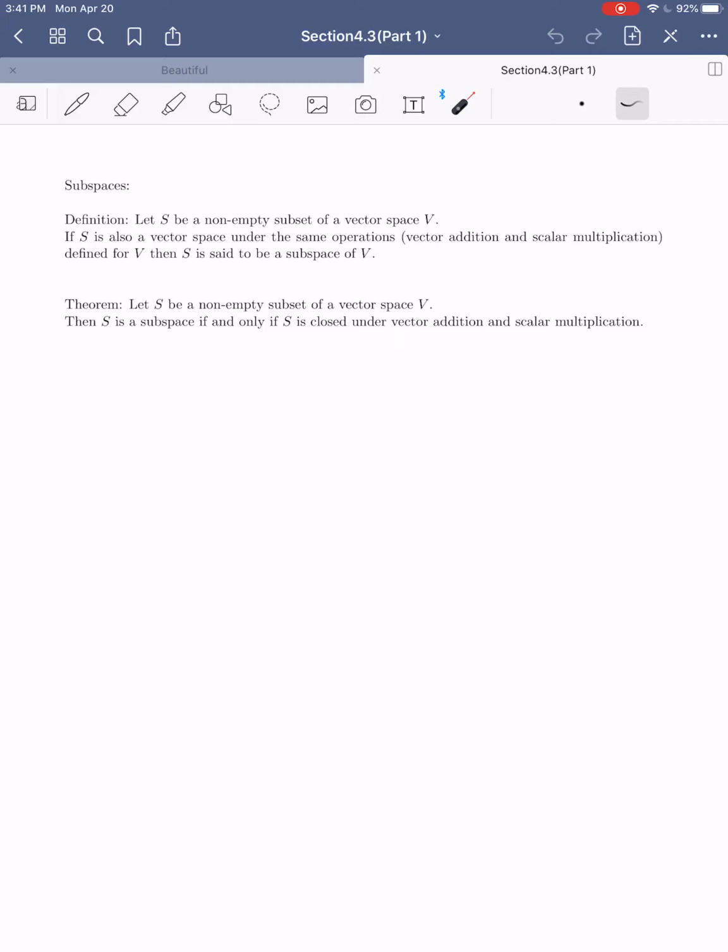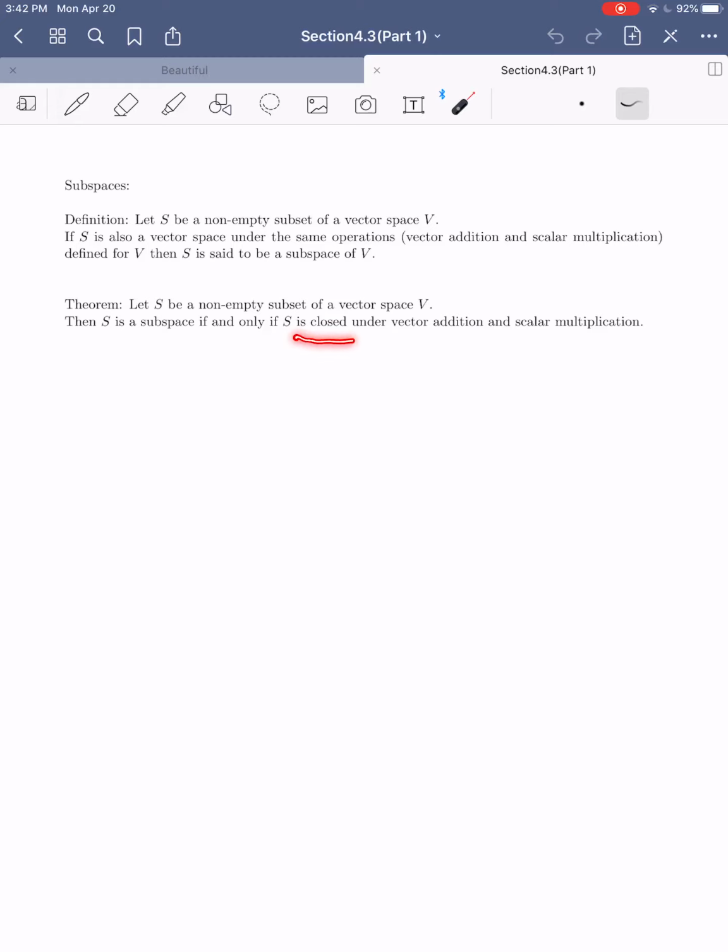So this theorem says let S be a non-empty subset of a vector space V. So we've got our big vector space V, and we have S a subset of it. Then S is a subspace if and only if S is closed under vector addition and scalar multiplication. So what this says, right, and once we've proven it, what this allows us to do is say, if we know that S lives inside of something that is a vector space, then to check that S is a subspace, you do not need to confirm all 10 properties. You only need to confirm 2 of them.